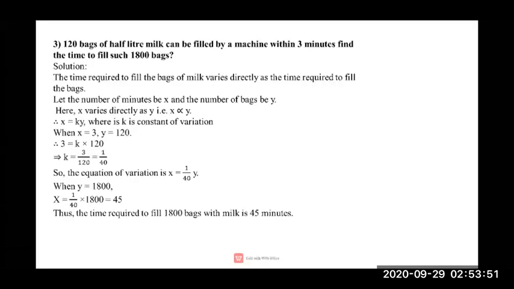Now our next sum is question number 3. 120 bags of half liter milk can be filled by a machine within 3 minutes. Find the time to fill such 1800 bags.